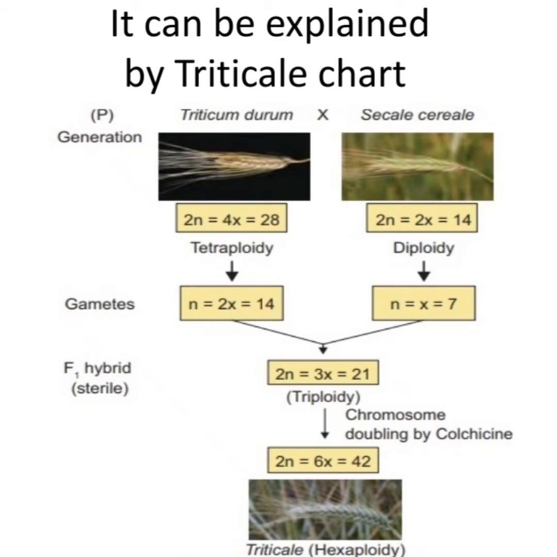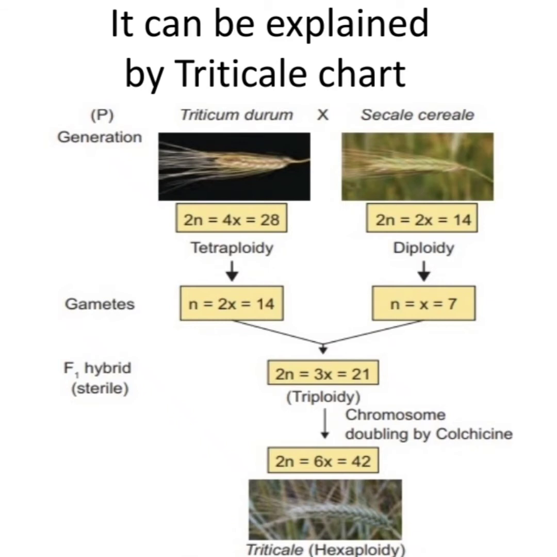The parent generation is Triticum durum and Secale cereale, or rye. In Triticum durum, 2n = 4x = 28, whereas Secale cereale is 2n = 2x = 14. And 2n = 4x = 28 is a tetraploid, and 2n = 2x = 14 is a diploid.